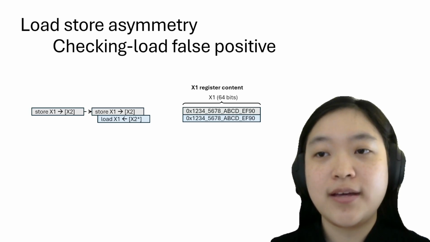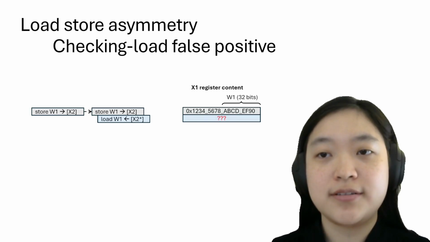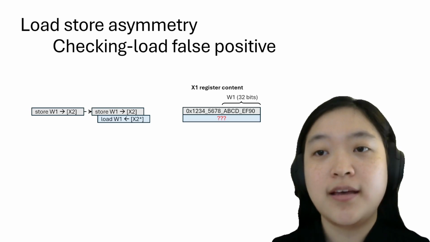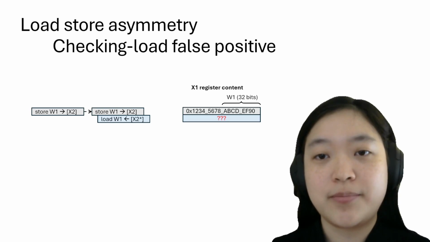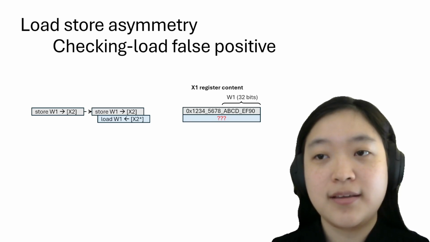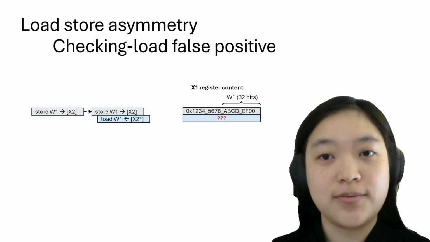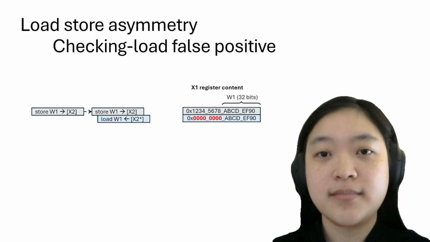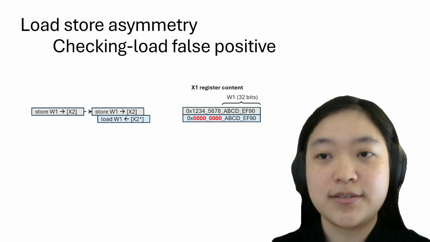However, let's look at the following case where only part of the register is stored. Here, the W1 register refers to only the lower 32 bits of the X1 register. Hence, only the lower 32 bits are stored to the memory. Now, when we load the lower 32 bits back, does the X1 register value stay unchanged? What happens to the higher 32 bits? Well, in fact, the load would sign or zero extend the loaded bits to fill the entire register size, overwriting the higher bits of the register.